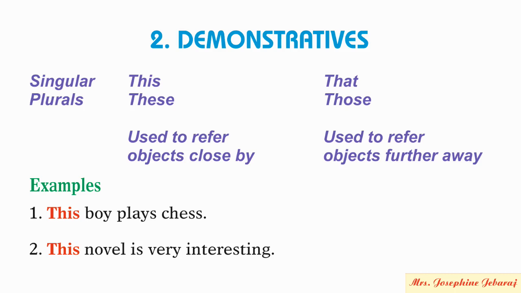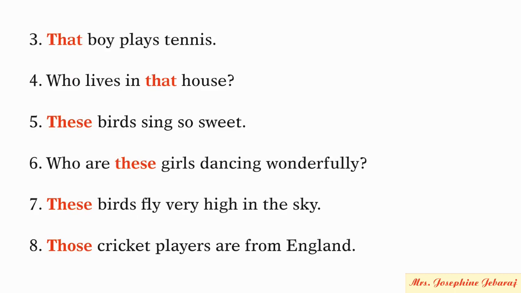Let's see some examples. Number 1, this boy plays chess. This novel is very interesting. Here in these 2 sentences, this refers to the close object. Number 3, that boy plays tennis. Number 4, who lives in that house? In these 2 sentences, that refers to an object or a person very far away.